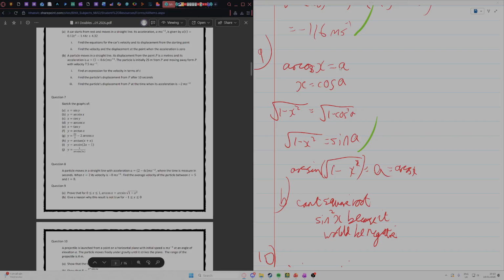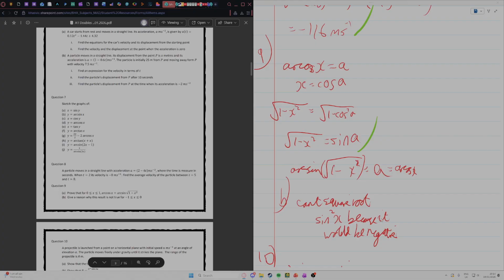So you have arc cos x equals a, and then you can cos both sides to get x equals cos a. Then I've squared both sides, added 1 to both sides, and square rooted both sides to get root 1 minus x squared equals root 1 minus cos squared a. After that, because root 1 minus cos squared is just sine, you can arc sine both sides. You get arc sine of that thing is a, which is the same as arc cos.